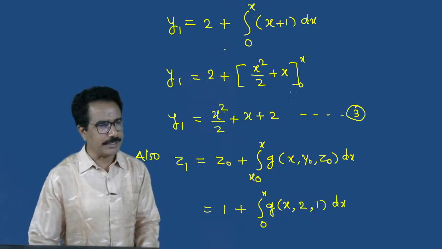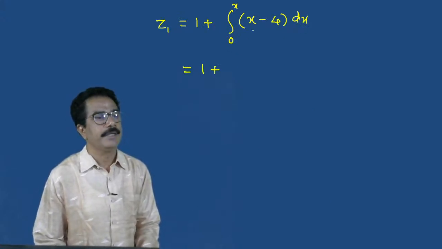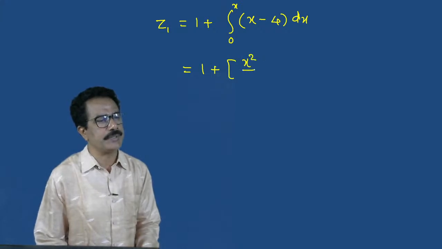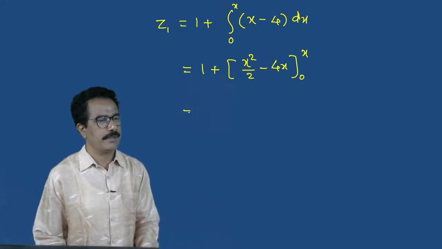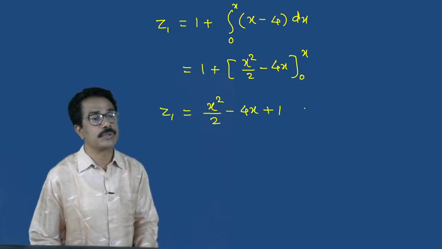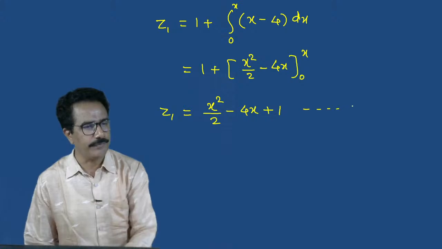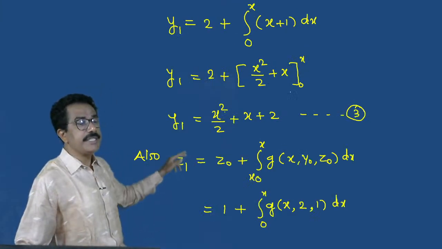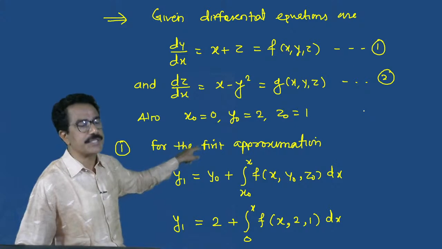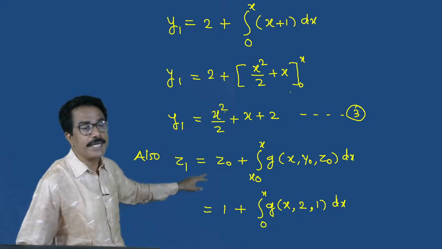Okay, no problem. Yes, calculate the integration now. So 1 plus x integration, x square by 2 minus 4x from 0 to x. So we can write x square by 2 minus 4x plus 1. This is z1. Students, we can write these as equations 3 and 4. These two equations are for the first approximation. By using the first approximation, we can write y1. Also, we can write z1.